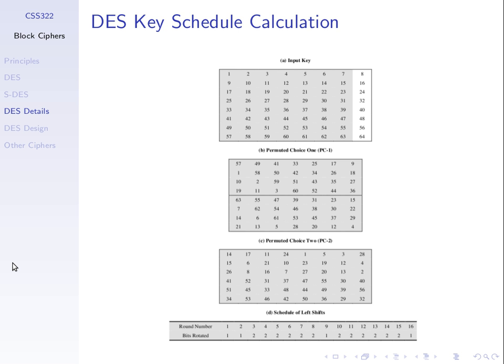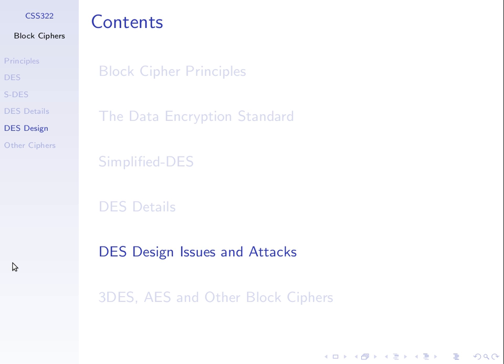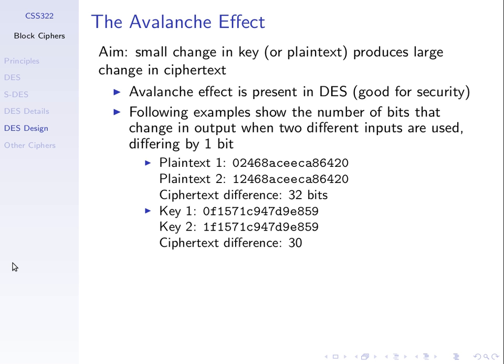And the other operations used in the real DES. Let's look at the design of DES and see how some of the design choices were made and whether they were good design choices in producing a strong cipher.